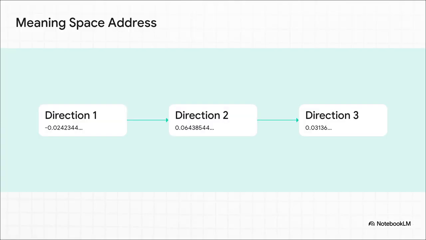So let's go all the way back to our mystery numbers. That first number, -0.024 something, that's not random. Nope, it's the first step on our map. The second number is the next turn, and the third number is the final direction. These are the literal coordinates for an idea in what we could call meaning space.